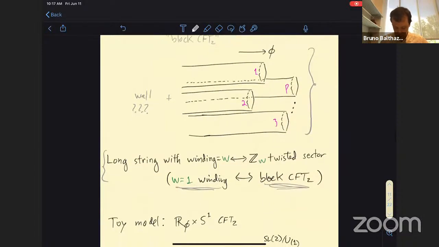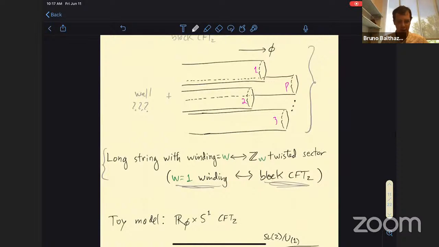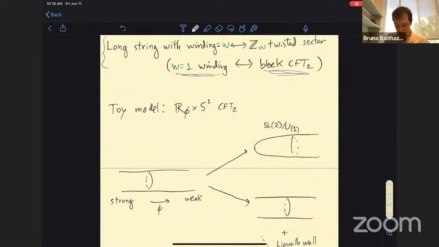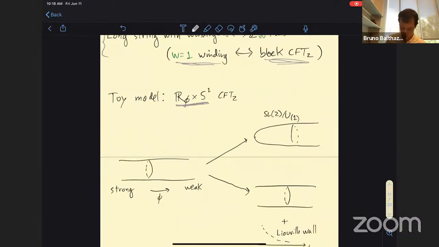Okay, great. So to understand better what we can do with this kind of asymptotic picture and what's going on with this wall, it's convenient to think about another example where we have something like this linear dilaton. And the toy model that we're going to think of is just a linear dilaton direction times a circle. So it's just a simple two-dimensional CFT. So again, you have a region of strong coupling and a region of weak coupling, depending on the value of phi.